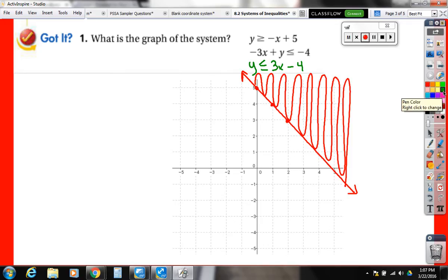Okay, now let's do the other equation. Stephanie, tell me how to graph the next one. Okay, and then good. Up 3 over 1, and we'll do one more. 3 over 1. Okay, solid or dashed?